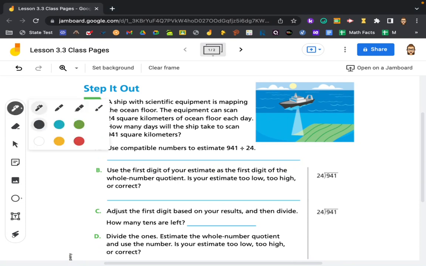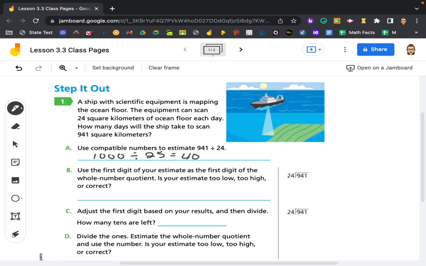Well, I'm going to make this easier on myself, and I'm going to use 1,000 divided by 25. And I know that 25 goes into 100 4 times, so it is going to go into 1,000 40 times. So then it says, use the first digit of your estimate as the first digit of your whole number quotient. Is your estimate too low, too high, or correct?